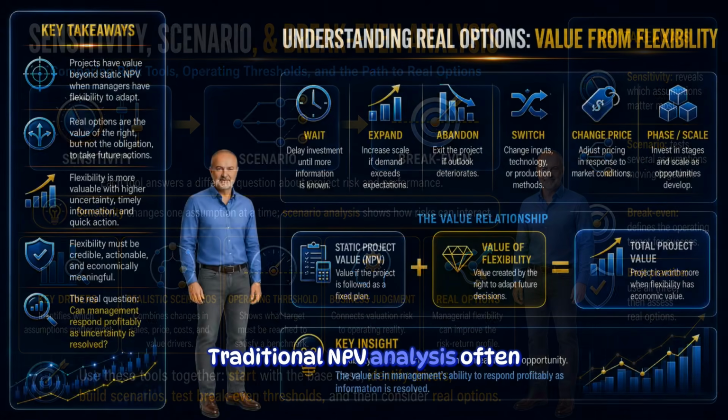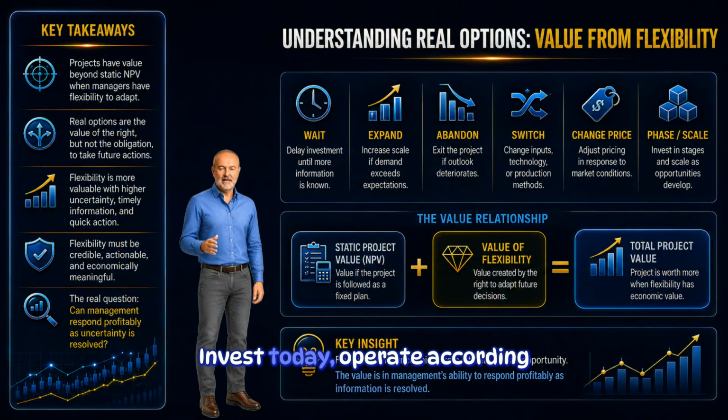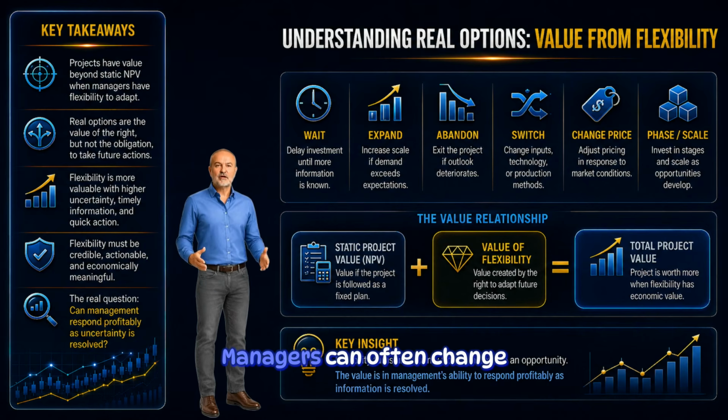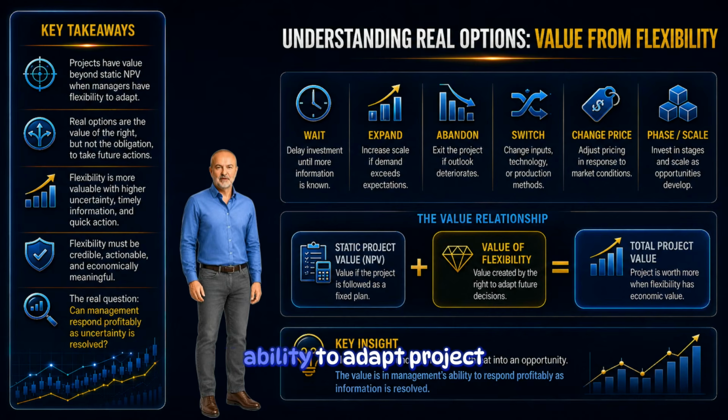Traditional NPV analysis often treats a project as a fixed plan. Invest today, operate according to plan, and receive whatever cash flows occur. But many real projects are not that rigid. Managers can often change course as new information becomes available. Managerial flexibility is the ability to adapt project decisions over time.